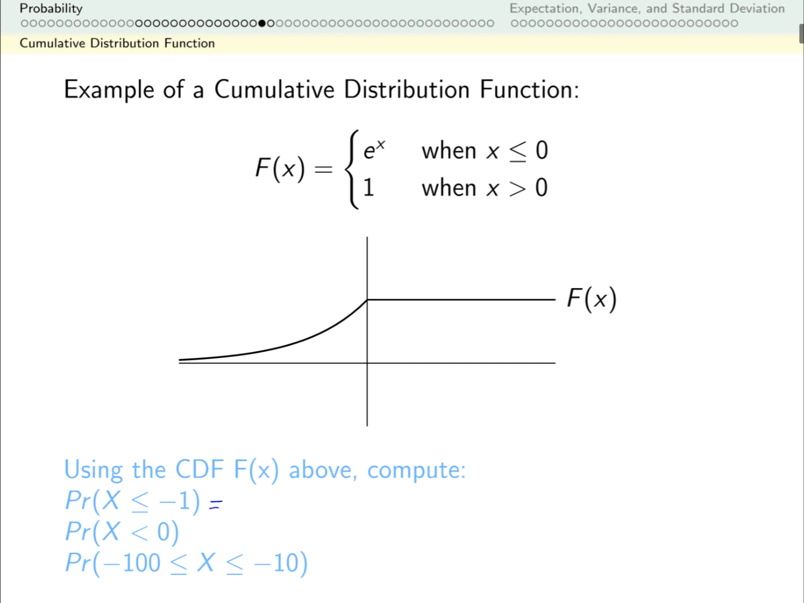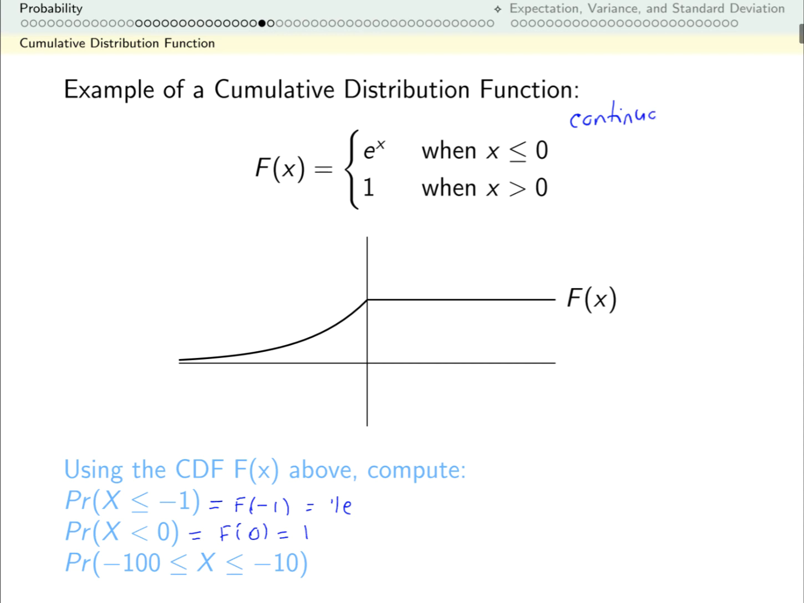The probability that x is less than or equal to -1, that's F of -1. This is a cumulative distribution function. This is what it does. And F of -1, I can see from the definition, is 1 over e. The probability that x is less than 0, well, that's F of 0. And again, I can see from the definition that this is 1.